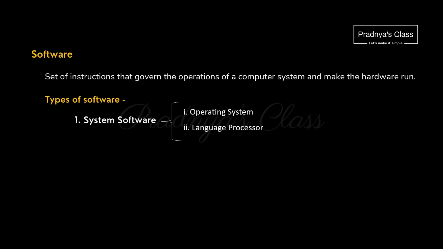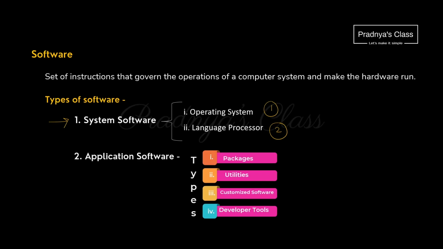The first type is system software. It has 2 types: first is operating system and second is language processor. What about the second type? It is application software. Based on its purpose, there are 4 types: packages, utilities, customized software and developer tools. Let's discuss them in detail.